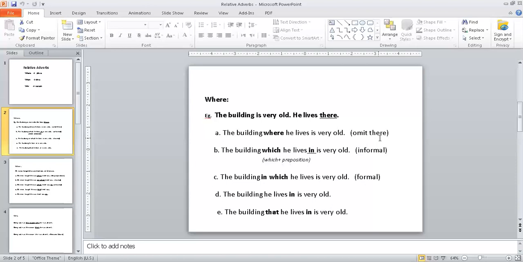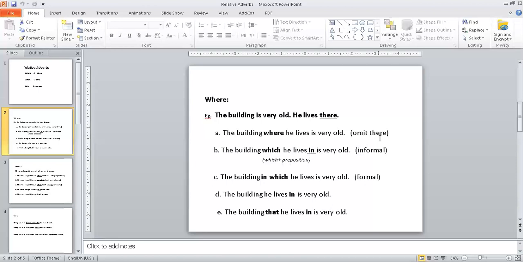If the preposition in is used after which, this is informal English. The building which he lives in is very old. We can also use the preposition in before which. And in this case, if a preposition precedes which, it is formal in English. So we say, in C, the building in which he lives is very old. We used in before which.